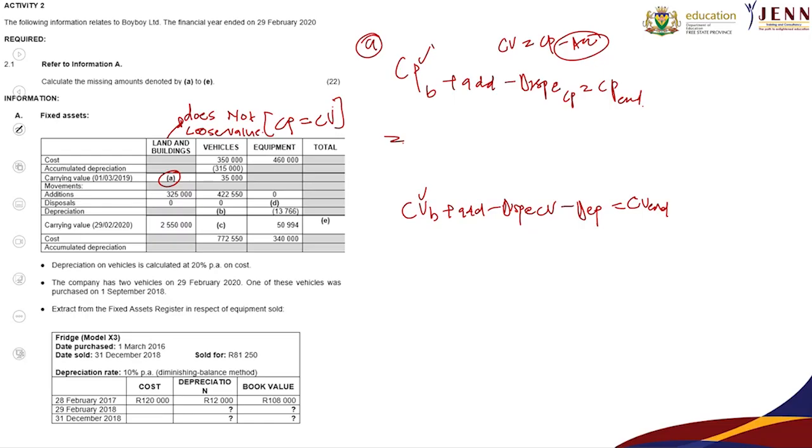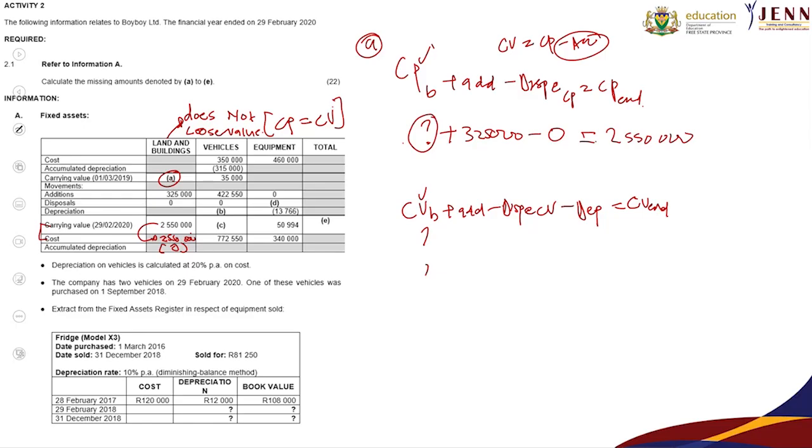What are we looking for? We are looking for the cost price or carrying value at the beginning. This is what we are looking for. What can we do at this point? Let me just erase here. We can say what we don't know plus the additions. Do we have the additions on the land and building? We do have the additions, at 325,000. Now what are we looking for? We are looking for this.